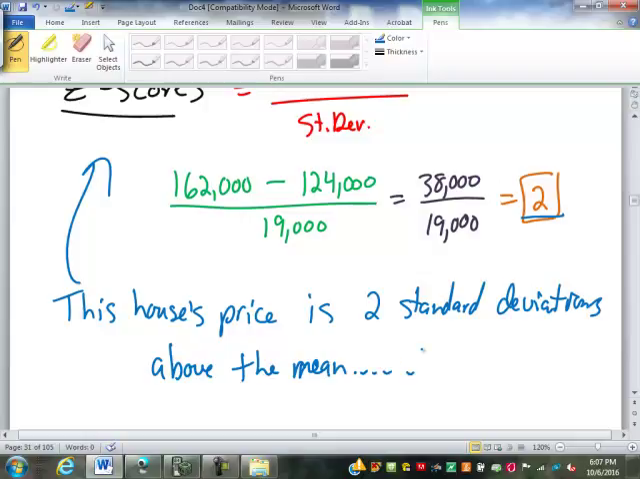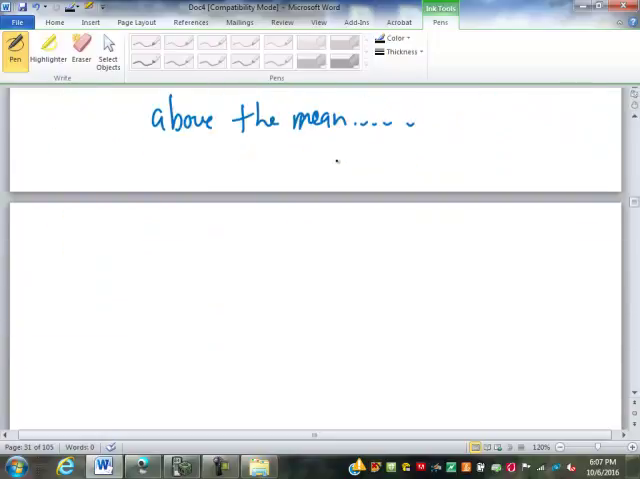It's a positive 2, so it's 2 standard deviations above the mean or greater than the mean. Well, how does that help it? That means it's expensive. In this case, it's not a good thing. It's a bad thing. In some cases, it's a good thing. It depends on what you're looking at. If you want it to be cheap, well then, yeah, it would be a very bad thing. If you're selling, it's probably a good thing if you get a price that's above the mean.